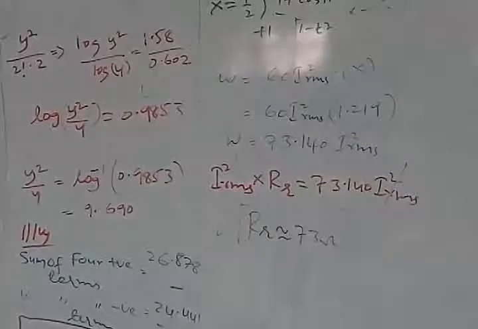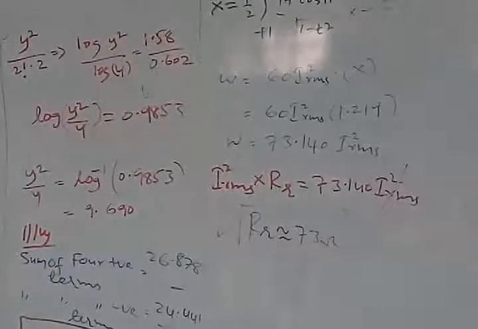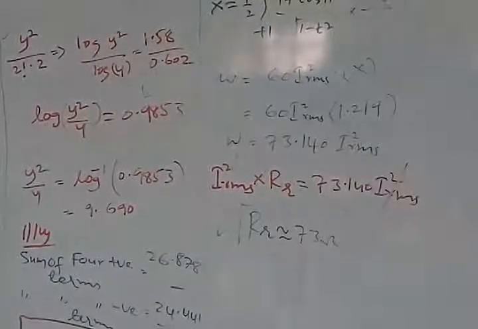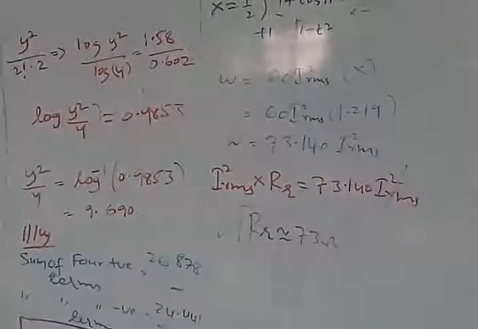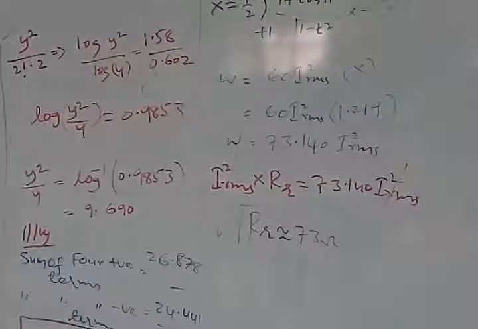Like this you have to find out the logarithmic values for y to the power 4 by 4 factorial into 4, y to the power 6 by 6 factorial into 6, y to the power 8 by 8 factorial into 8, and so on up to y to the power 16 by 16 factorial into 16. And please separate out the positive terms as well as negative terms.